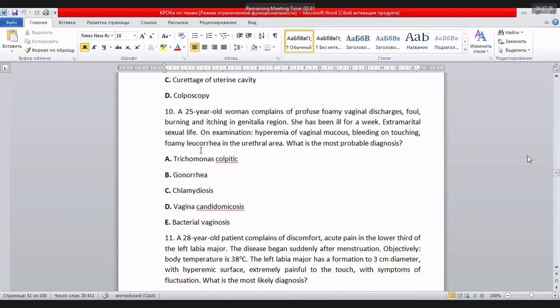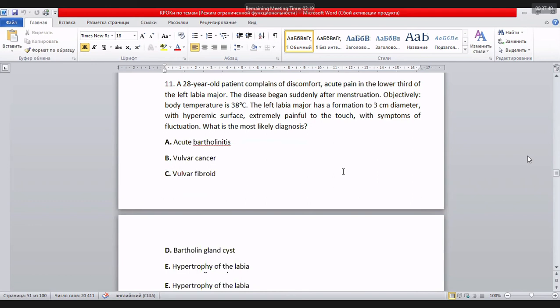Of course, foamy, frothy, it is trichomonas, guys. I don't look in other options. They give you foamy, it is a keyword for this test.